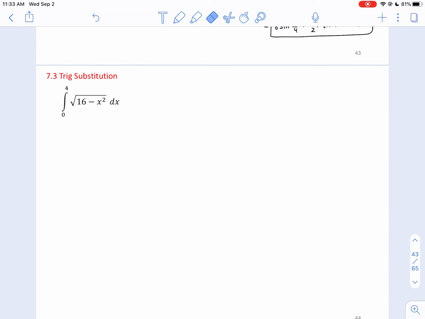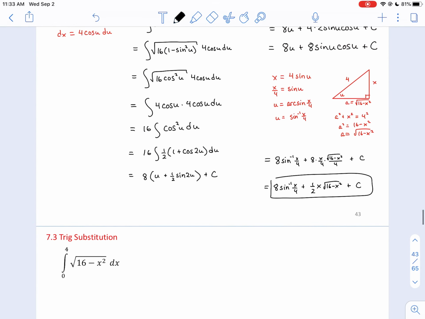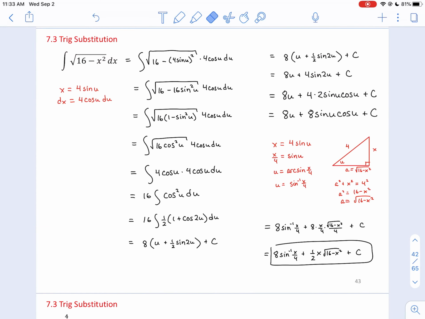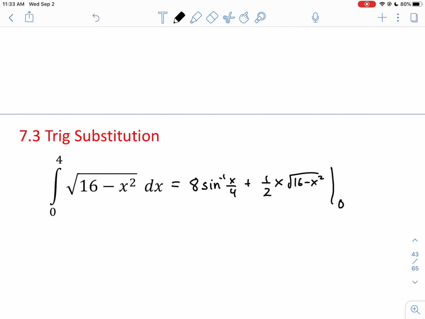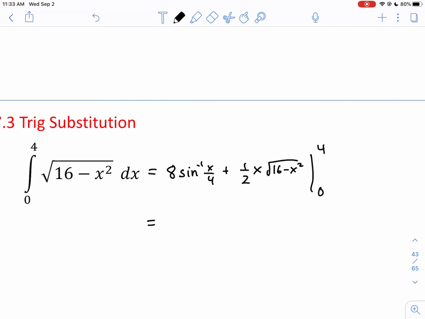So one way to do this is to ignore the limits of integration and essentially repeat everything that you see in this picture here. In other words, I'm just going to do a little bit of copying and pasting, and we can just put an evaluation bar now and say evaluate from 0 to 4. Okay, we'll plug 4 in first. We get 8 arc sine of 1 plus, now this would be interesting, when you plug in the 4 right here, you're going to wind up getting 1/2 times 4 times 0. And this is what you get when you plug 4 in.